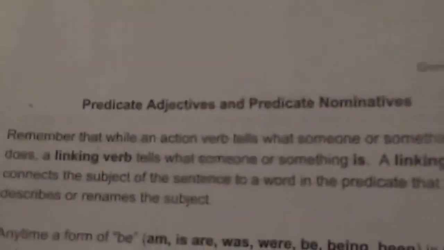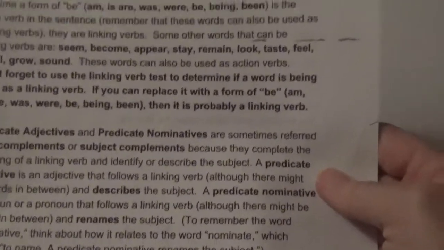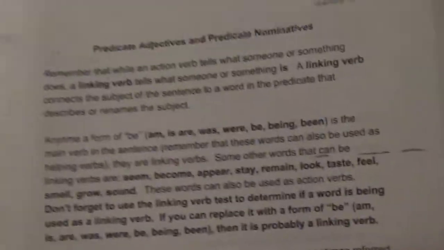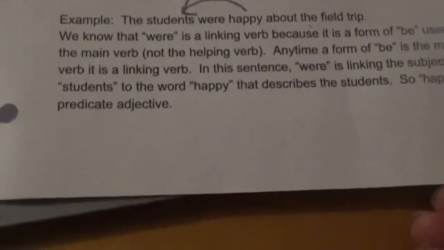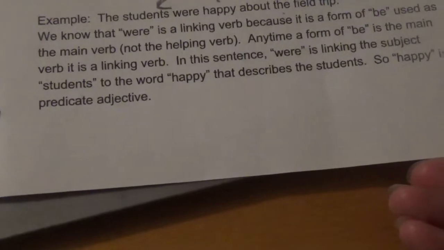And there is a handout on this that will go on Google Classroom. Students from last year, you already have this. It's called Predicate Adjectives and Predicate Nominatives. But new students will need to print this and put it in the grammar notes section of your binder.